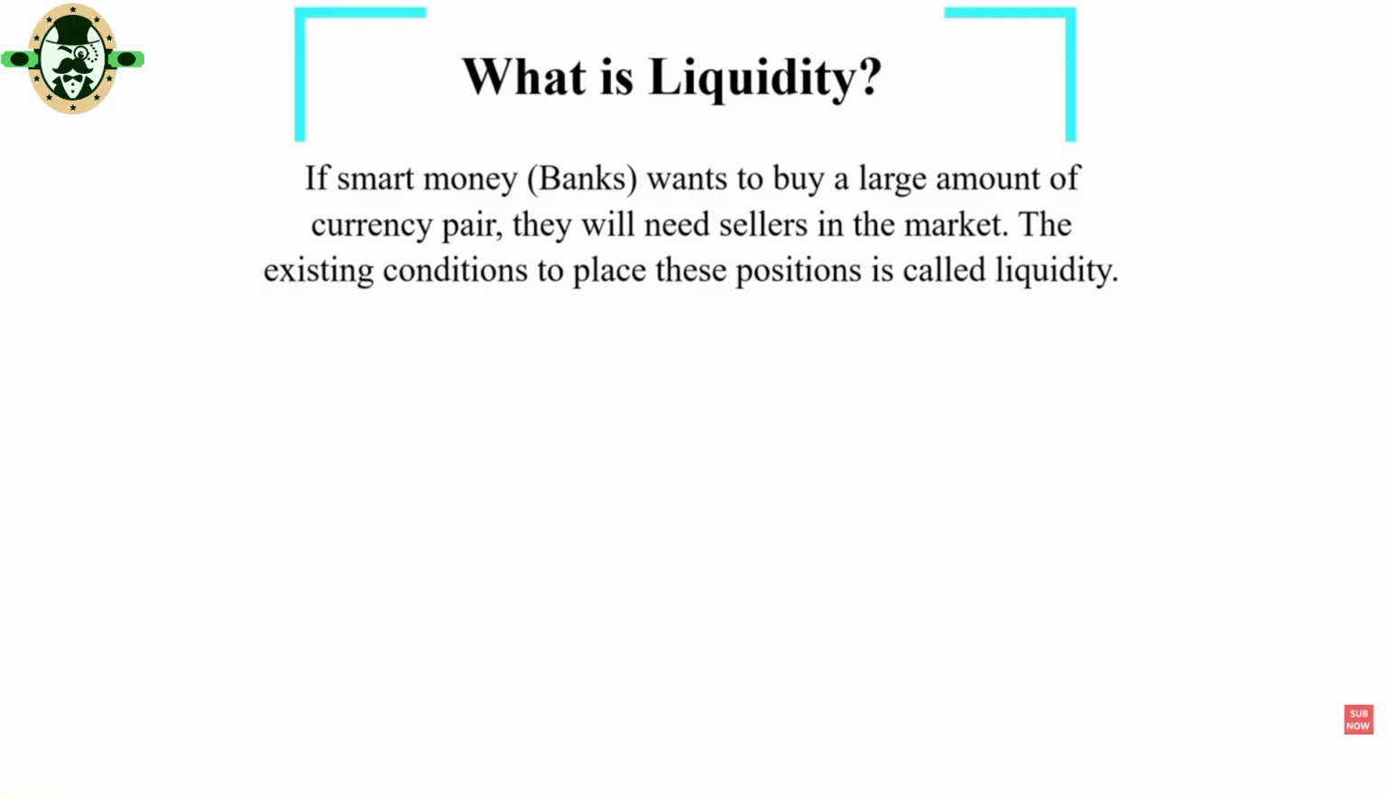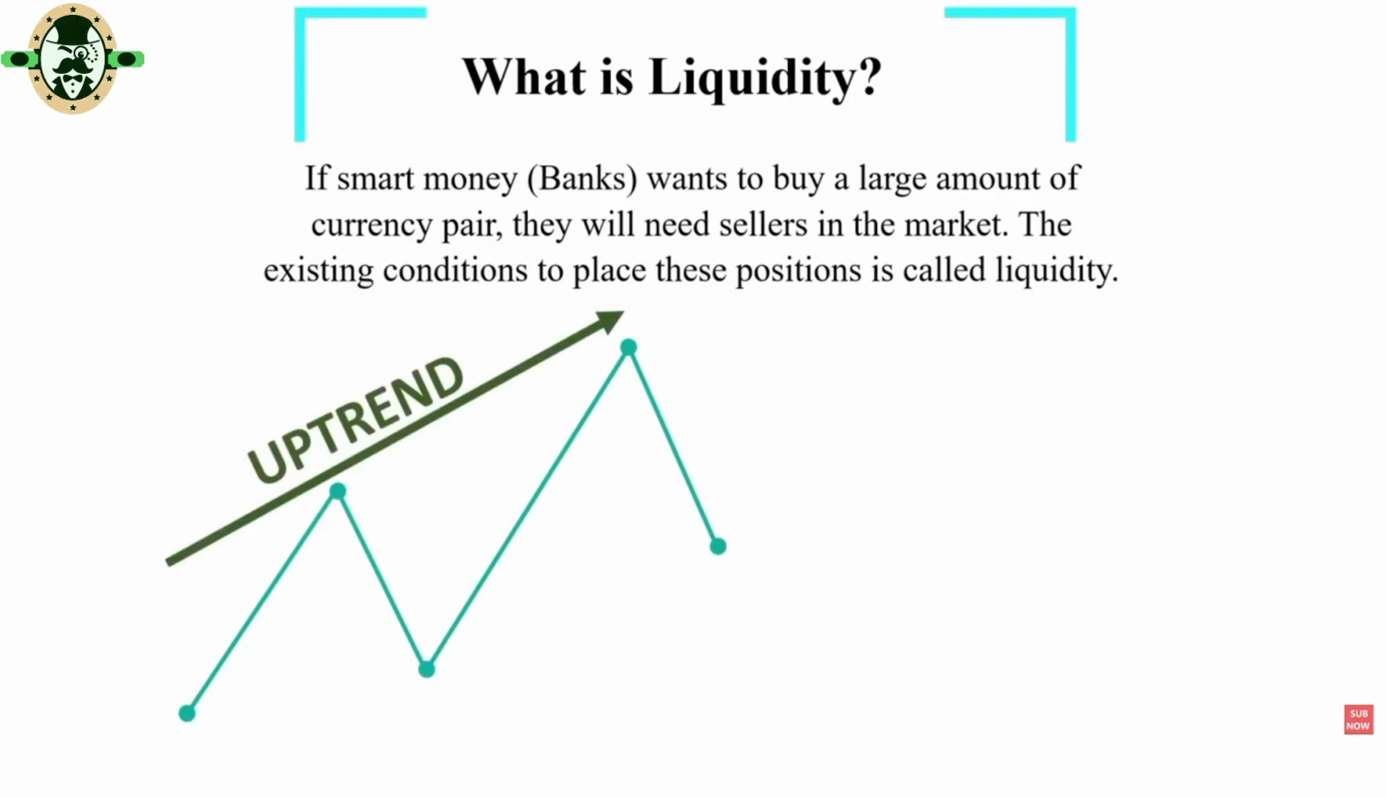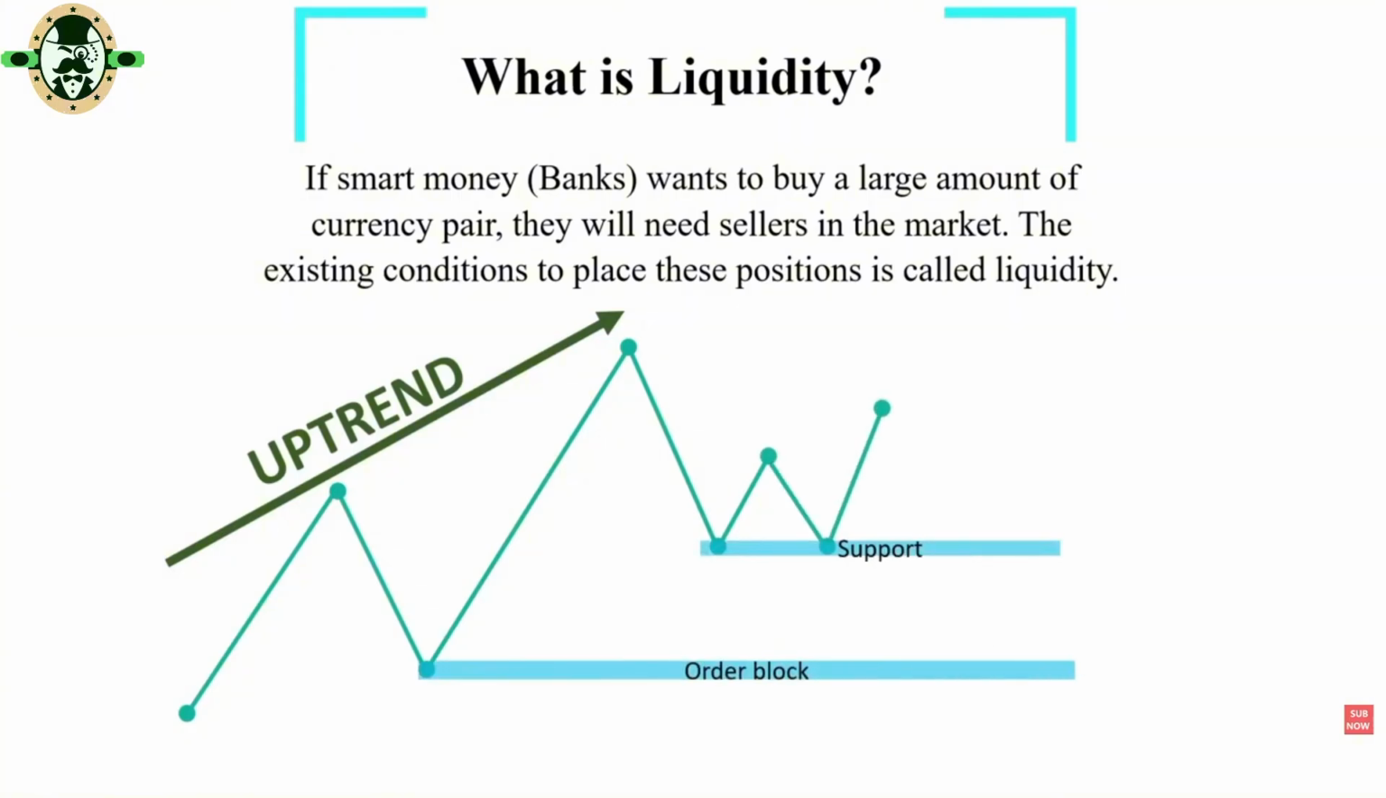Imagine that we are in an uptrend. If institutions want to buy, they need sellers. But since we are trending upward, most traders are looking to buy. Suppose that price forms support before reaching the demand zone. This support will be an area where retail traders place buy orders. Beneath that support, their stop losses are sell orders. Smart money can use those stops, grab the sell liquidity, and place large buy positions.